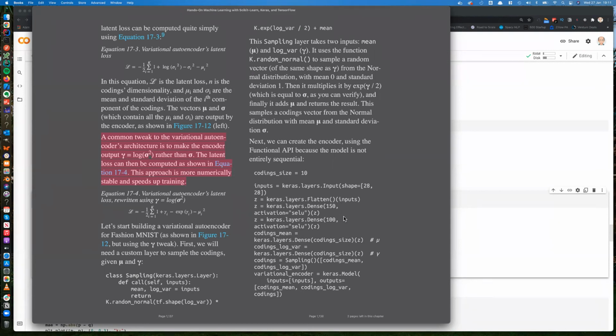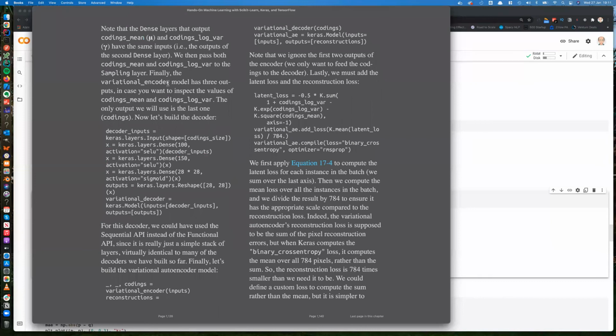Oh, is that in the code? Yep. Oh yeah, mean and standard deviation. And so it says, note that the dense layers that output codings mean and codings log variance have the same input, the outputs of the second dense layer. We then pass both codings mean and codings log variance to the sampling layer. Finally, the variational encoder model has three outputs, in case you want to inspect the values of the mean and the codings log variance. The only output we will use is the last one, codings. Now let's build the decoder. Yeah, and the decoder is relatively simple.